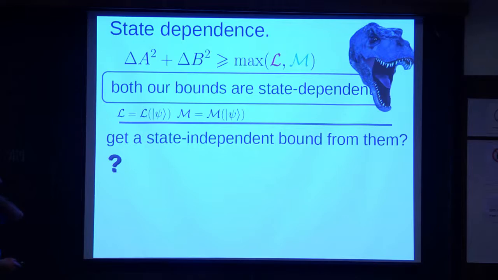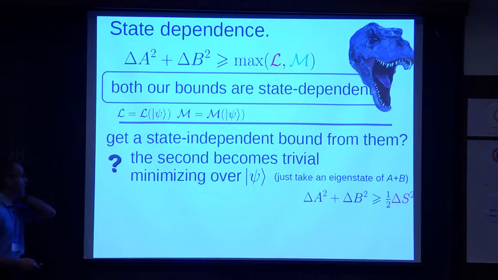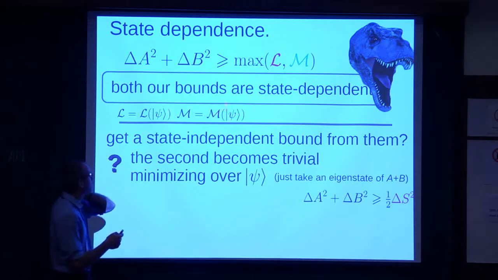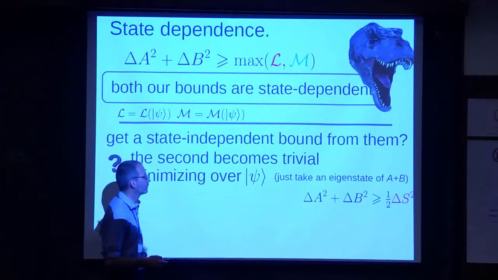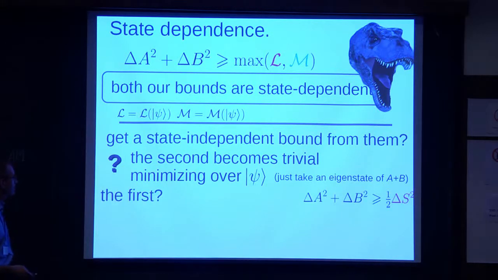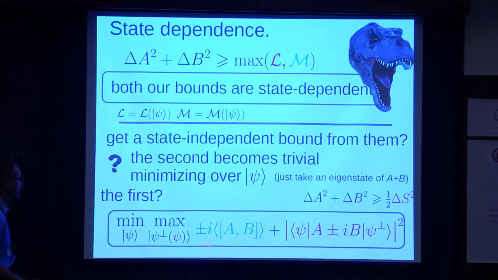they depend on the state. Can we use them to get a state independent bound? And this can be done, of course, if you try to optimize over all possible states, but not for the second one, because it becomes trivial. It's 0 when it's an eigenstate of the sum of the observables. The lower bound becomes 0, so you cannot use the second one, but you can use the first one. So you minimize over psi, the state, and you maximize over psi perpendicular, and you get a state independent bound.